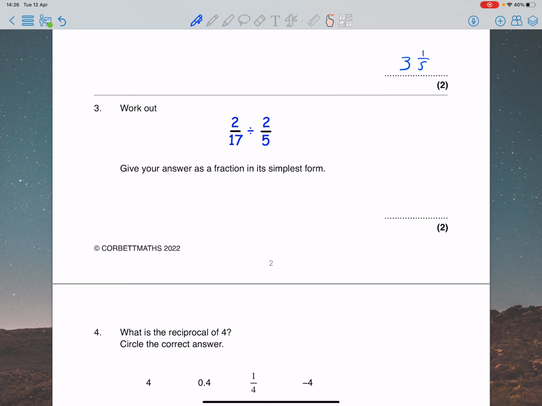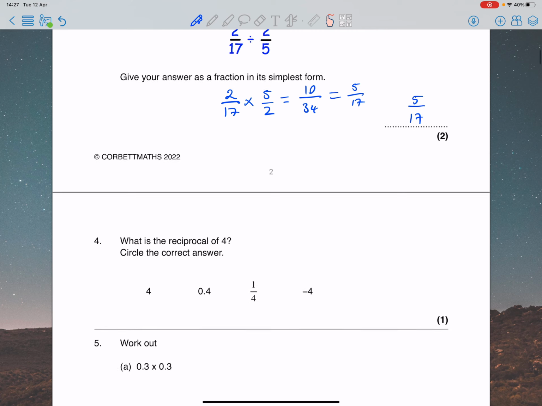Next, we have 2 17ths divided by 2 5ths. So this one is already in, there are no mixed number forms to have to deal with. So here we multiply by the reciprocal. So we keep the 2 17ths as it is, change the divide to a times, and then find the reciprocal of 2 5ths, which is 5 over 2, or keep, change, flip, as some people refer to it. And then that becomes 10 over 34. Both top and bottom can be divided by 2, so it becomes 5 over 17. And there we go.